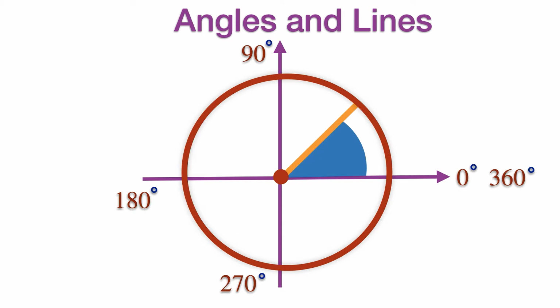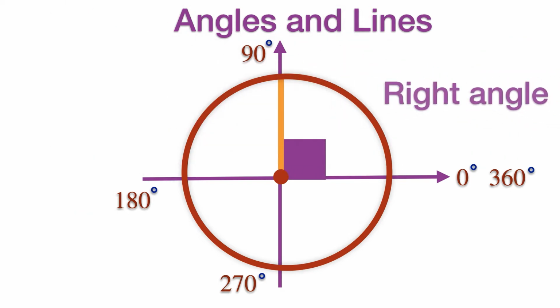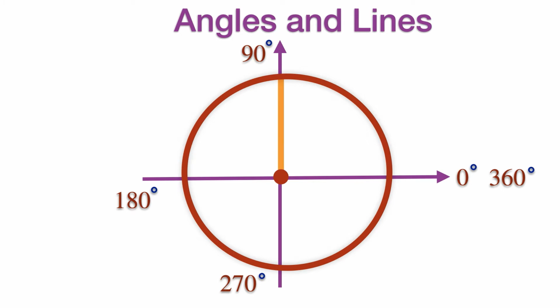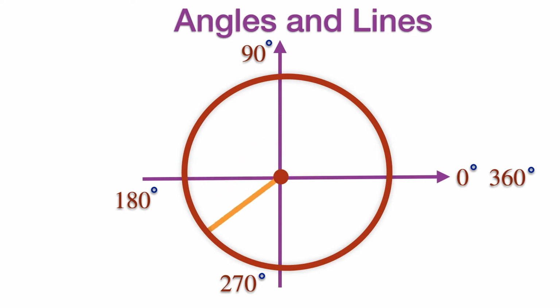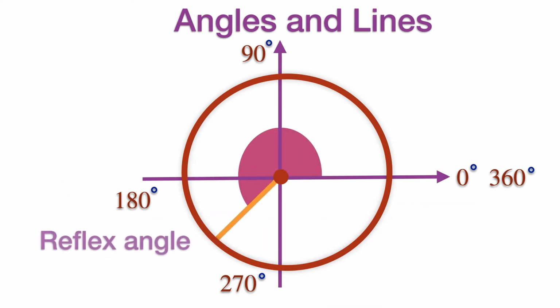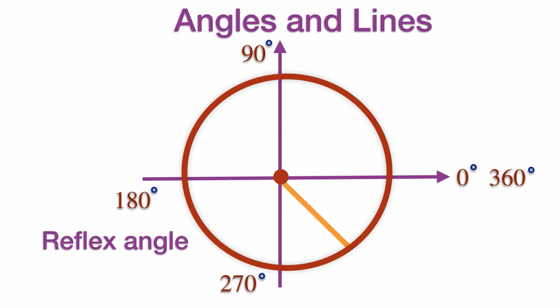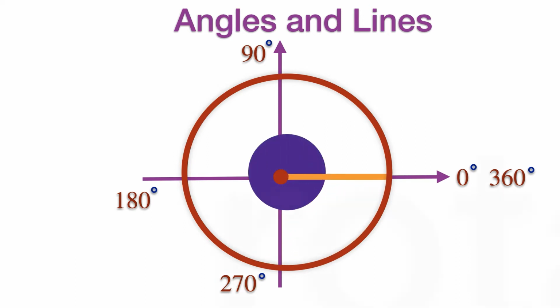Angles between 0 and 90 degrees are known as acute angles. When it is exactly 90 degrees, this is known as the right angle. Angles between 90 and 180 degrees are known as obtuse angles, and when the angle is exactly 180 degrees, it is known as the straight line angle. Angles between 180 degrees and 360 degrees are known as reflex angles. When the angle is exactly 360 degrees, we have a full rotation.